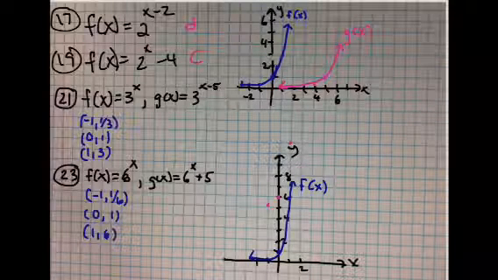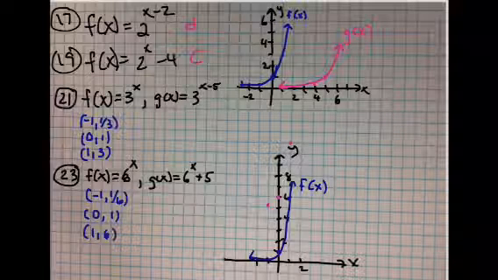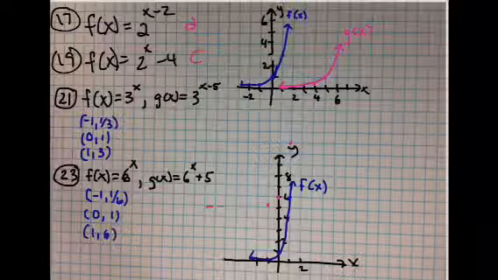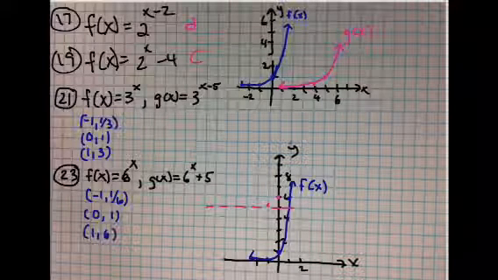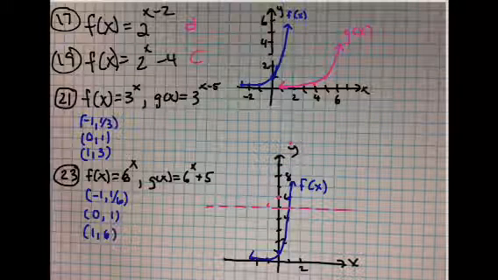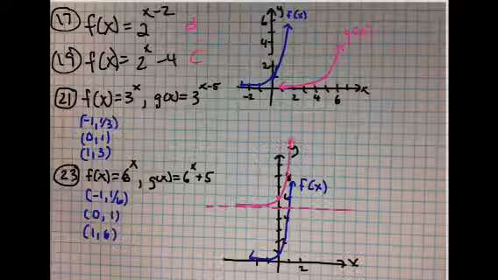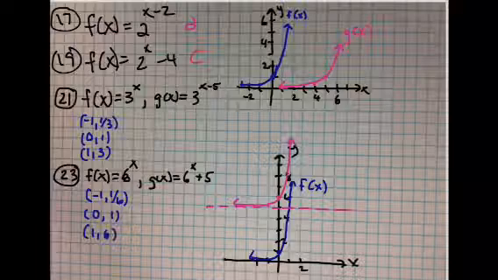And so let me just go ahead and draw it. The asymptote also moves up 5 units, so just go ahead and graph that and then connect the points. So that would be g of x.